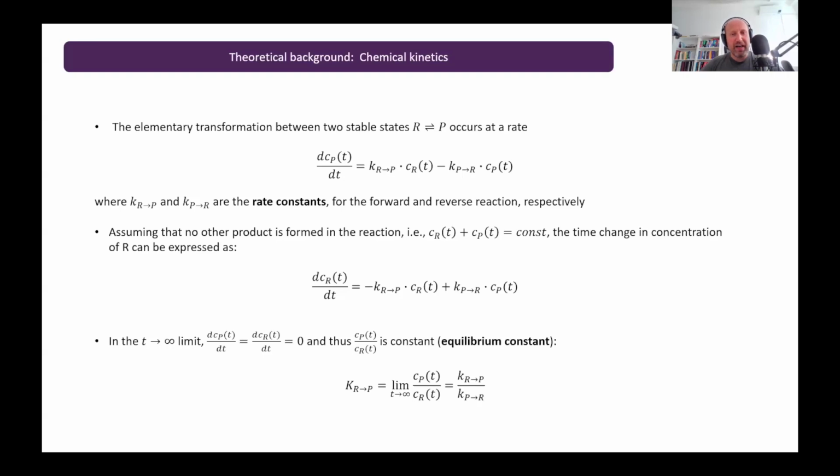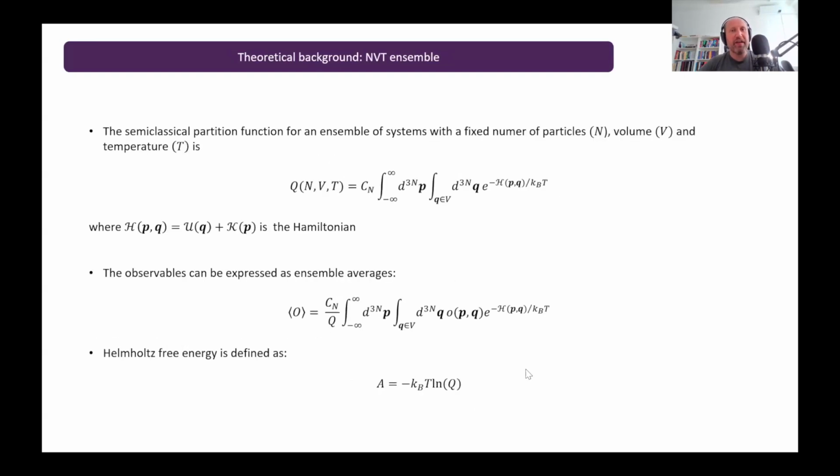In the limit of infinite time, the equilibrium should be established. So the concentrations of reactant and product should not change anymore. So the relative concentration of those two should be constant. This constant has a name, that's the equilibrium constant. And of course, if concentrations are constant, that also means that the reaction rate must vanish. So put 0 on the left-hand side of this equation, separate C_P over C_R, and you see that the equilibrium constant can equivalently be expressed as the ratio between forward and reverse rate constants.